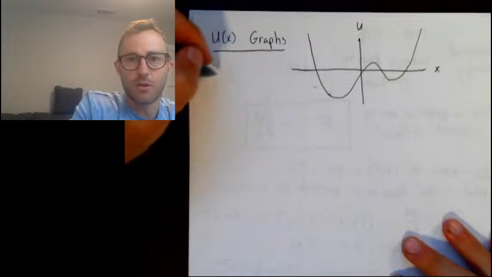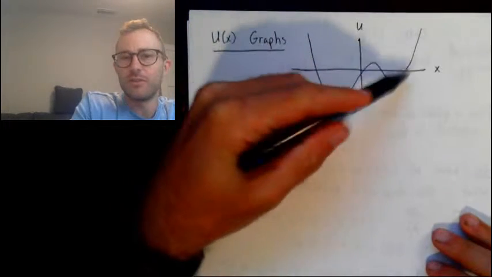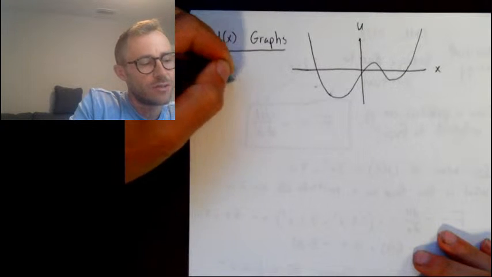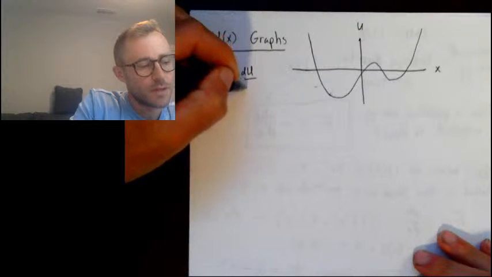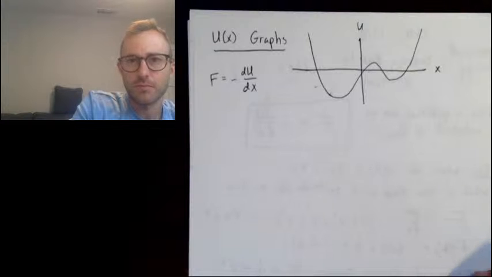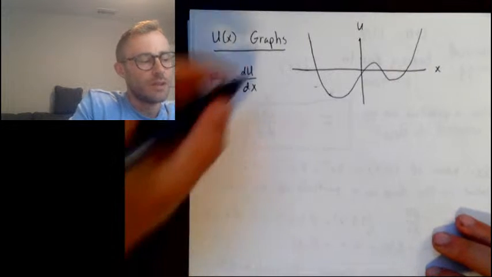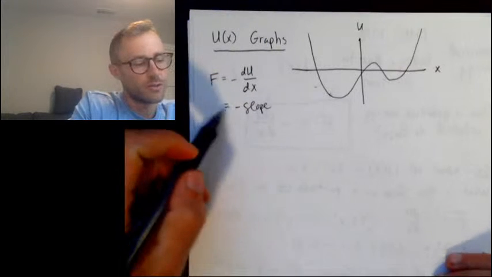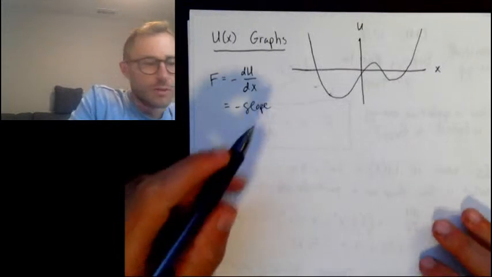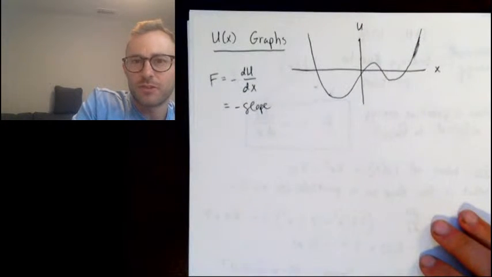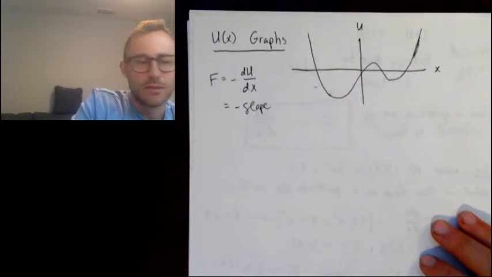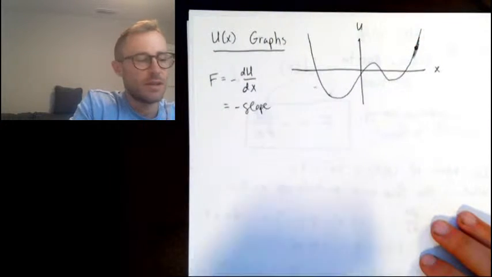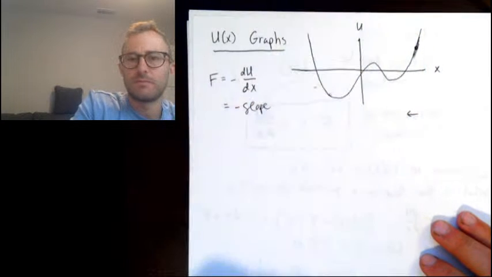All right. So this is potential energy versus position. Now the force is minus the derivative of the potential. Okay? So it's equal to minus the slope. So if you're not in calculus, it's just minus the slope. So we can see that here the slope is positive. So minus the slope is negative. So the force at this particular location is negative.